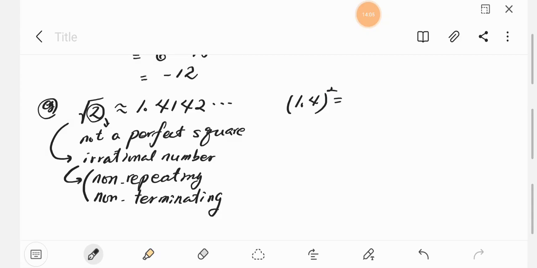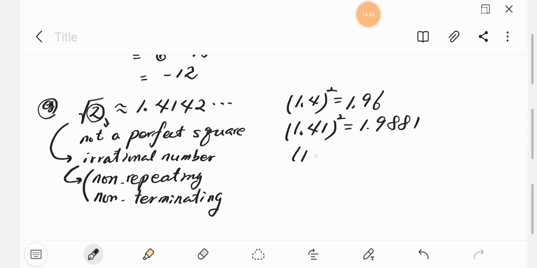This should be approximately equal to 2, right? Because, okay, let's try 1.4 squared. That is 1.96, so it is not 2, but close to 2. Let's square up to the nearest tenth, 1.41 squared. Using the calculator, the result is 1.9881. Okay, it's getting close to the number 2.